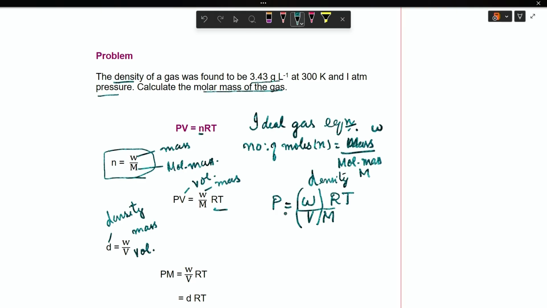Okay. Now, this is not the equation we need, we need it in terms of molecular mass, because we are asked to find out the molecular mass. So, we will convert that. So, here I will put it as density instead of mass by volume, I can put it as density into RT by M. Okay. So, that is what is done here.